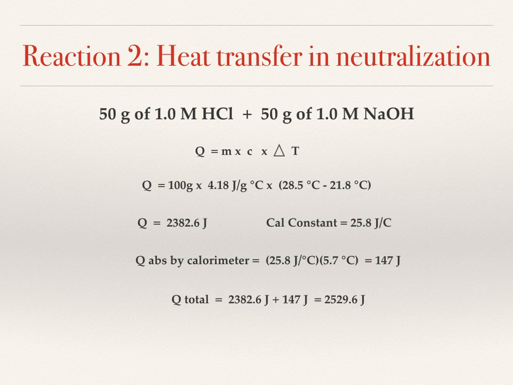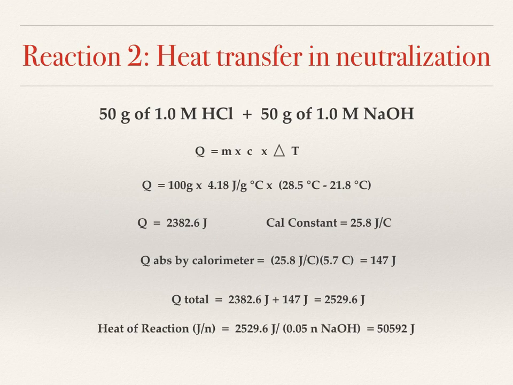Adding our heat up total, we end up with around 29.6 joules of heat being absorbed. Recognizing that heat absorbed is our heat of reaction, we're also going to divide that by the number of moles of sodium hydroxide. That's sort of constant in all our reactions.